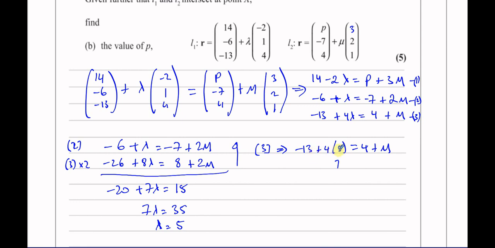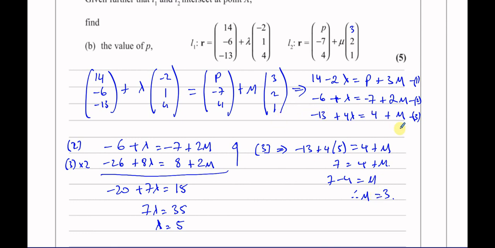Minus 13 plus 4 times 5, minus 13 plus 20, that's 7 equals 4 plus mu. So 7 minus 4 is equal to mu. Therefore, mu is equal to 3. Yep, that's right. Minus 13 plus 4 times 5. Okay, so there we have our answer for lambda and mu. So lambda is 5 and mu is 3.